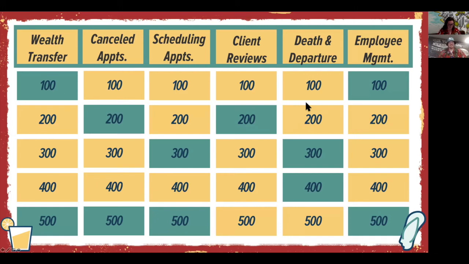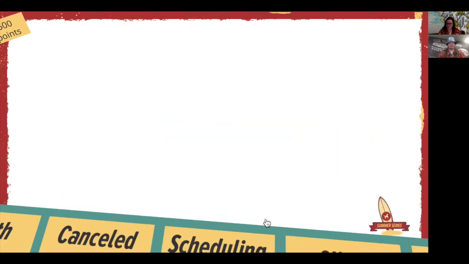Let's go back and see where you guys would like to go next. I love everyone putting in what they want to go next. And Allison's like, I want to do goat yoga. I'm with you, Allison, all the way. Client reviews for 500. Somebody wants to go for points. Big points. Here we go.